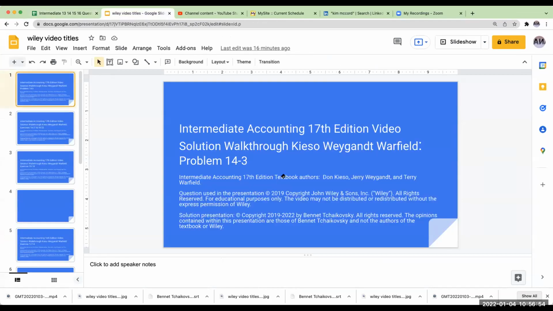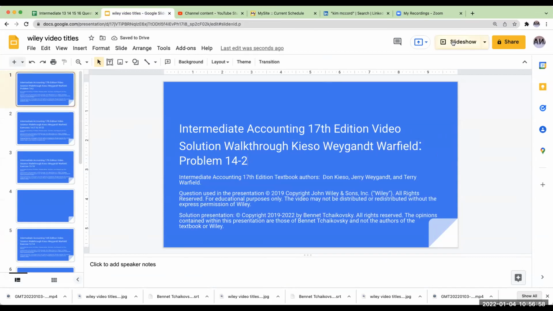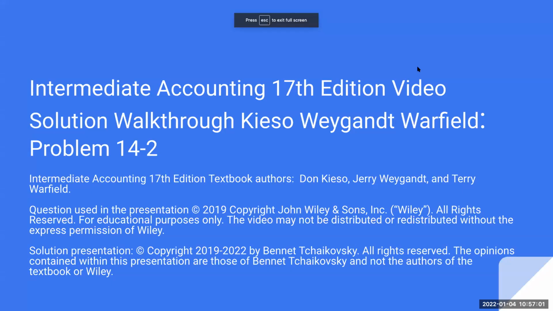This is my take 3 on problem 14-2. And for whatever reason, this interest redemption question is totally messing me up, but I'm going to try again and see if we can get it right.